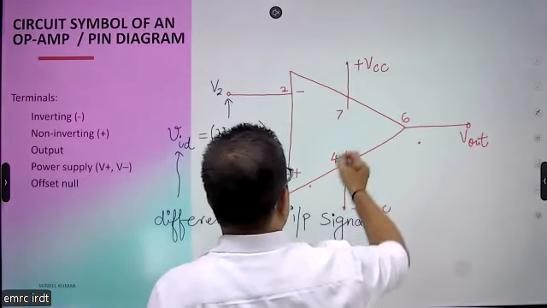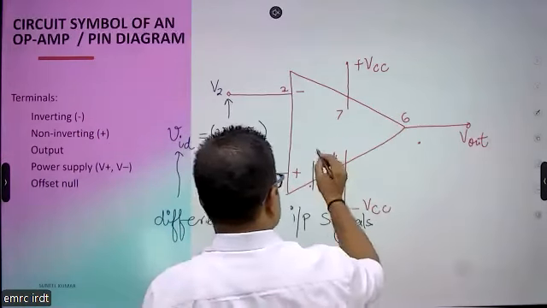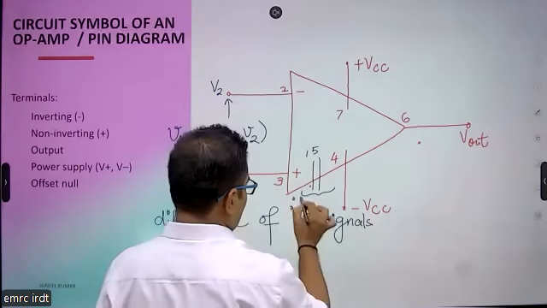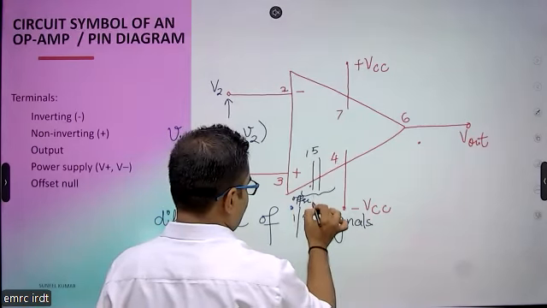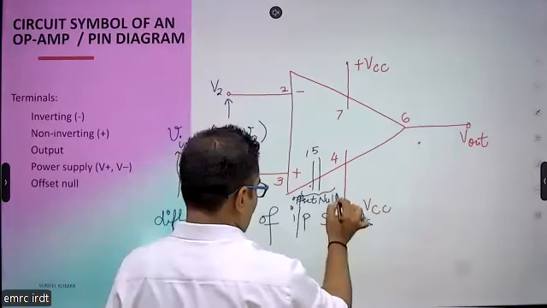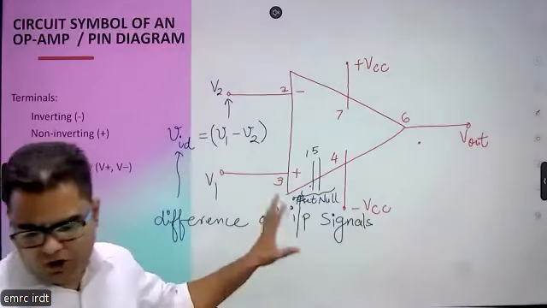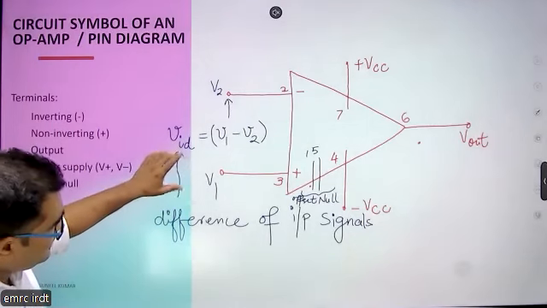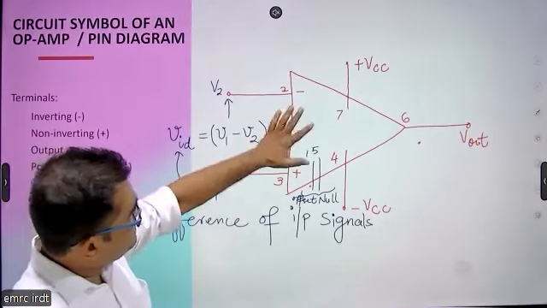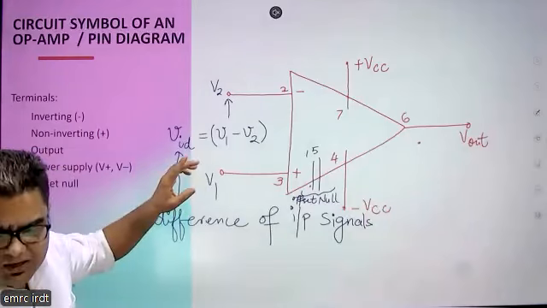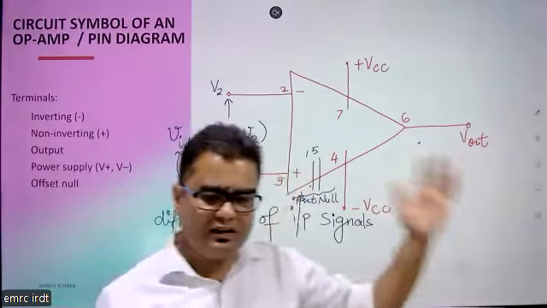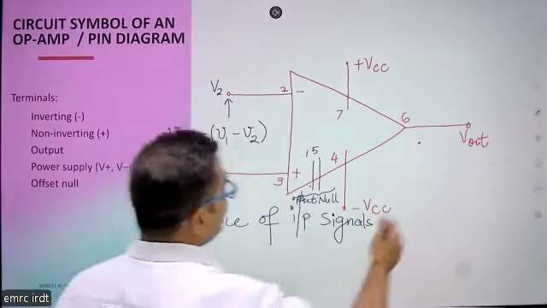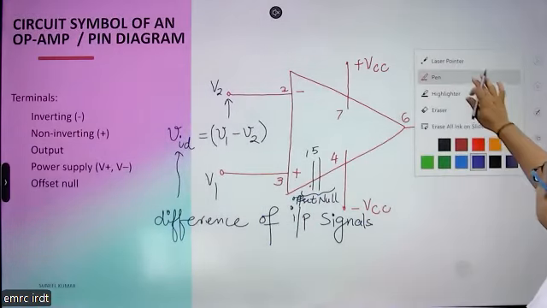And we have two other terminals also that are mentioned as 1 and 5. These two terminals are known as offset null. So this is the symbol of operational amplifier. This is the simple symbol of operational amplifier, in which we are having different pins also. 8 number pin that we had discussed earlier is not connected. We don't have any kind of use of that pin. So this is the symbol, and after that we will proceed.